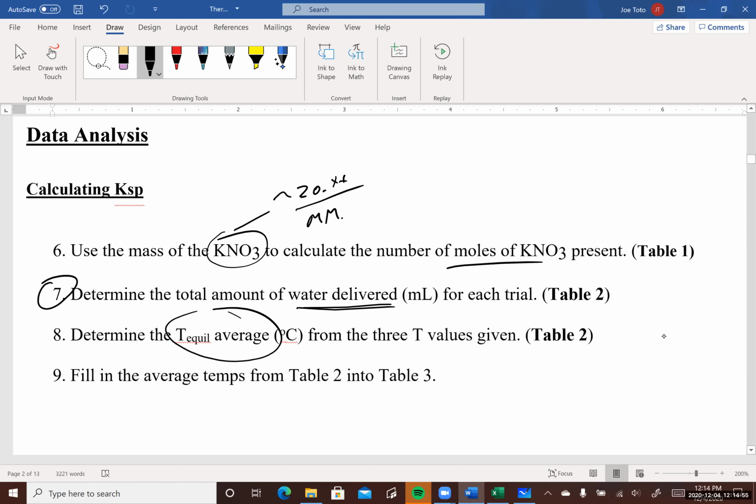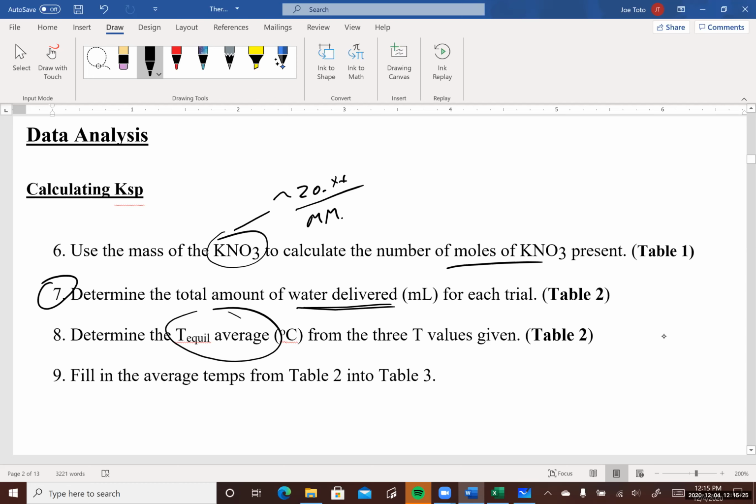You should know what that means, the saturation temperature. And again, that's in the background. That's the temperature at which there's an equilibrium between the tiniest speck of solid and the ions, potassium and nitrate in solution. So there's these different equilibriums with different concentrations that are established at different temperatures.